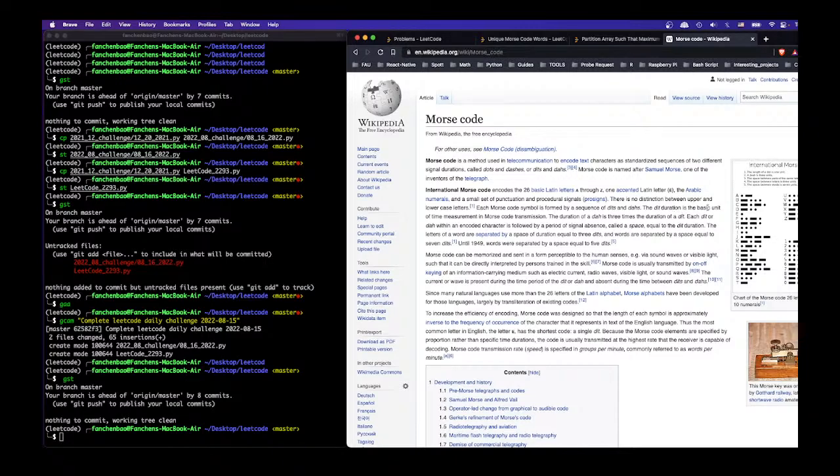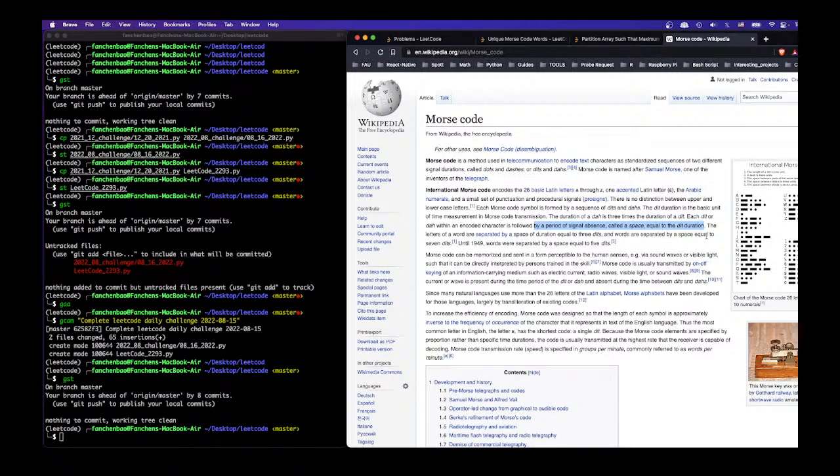Dit duration is the basic unit of time. The duration of a da is 3 times the duration of the dit. Each dit or da within an encoded character is followed by a period of a signal absence called a space, equal to the dit duration. So wait, yeah, okay. I got it. The letters of a word are separated by a space of duration equal to 3 dits. And the words are separated by a space equal to 7 dits.